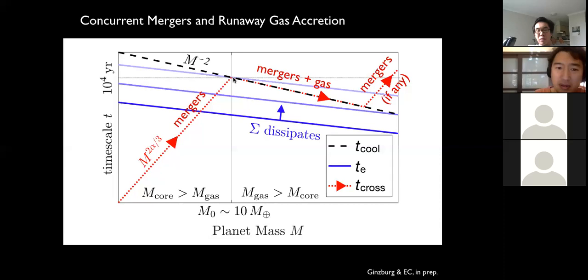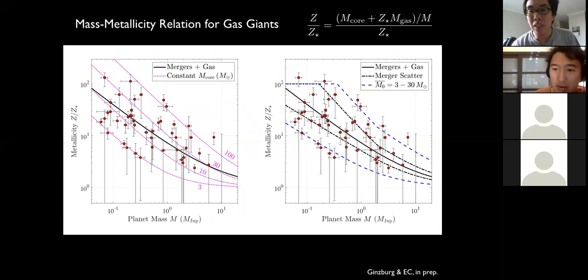So Eugene, I have a question about this major merger scenario. You showed in your last plot that in order to get to the upper envelope, you start with very massive cores and two doublings in order to get up to 100. Does that mean that all those planets with lots of metals don't have close neighbors or any neighbors at all? No, you'd expect some neighbors, right? Well, I'm not sure what to expect.